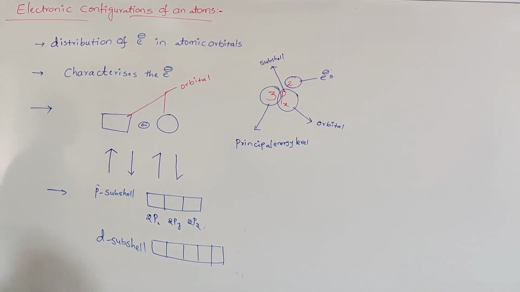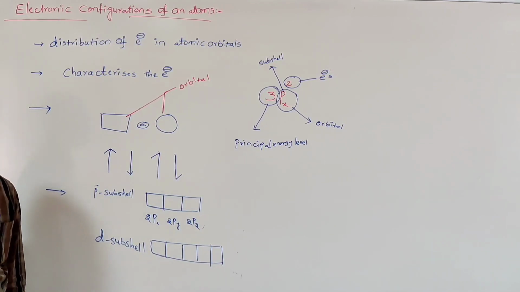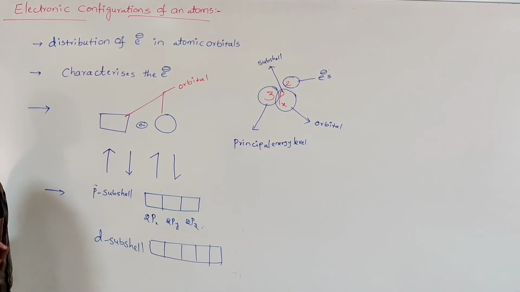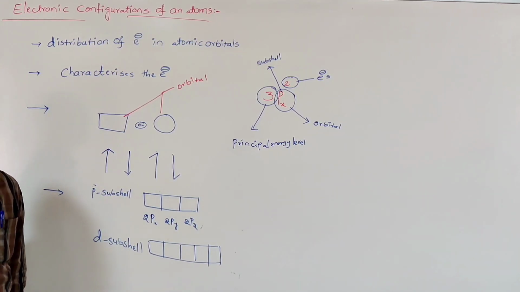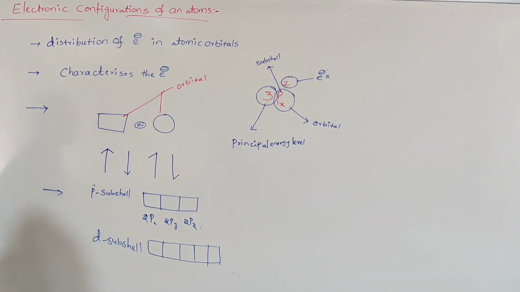To write the electronic configurations, there are 3 rules. The first is the Aufbau principle, the second is Pauli's exclusion principle, the third is Hund's rule of maximum multiplicity. First let me discuss one by one what the rules are, with the help of which we fill up the electrons in the atomic orbitals.